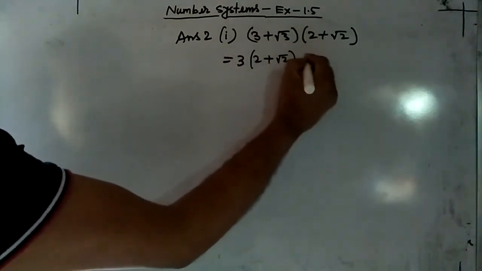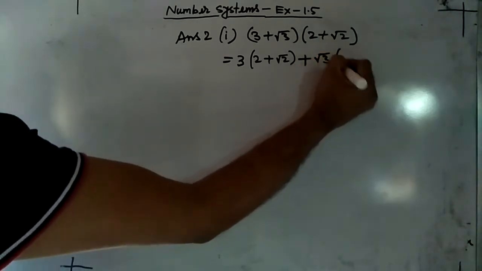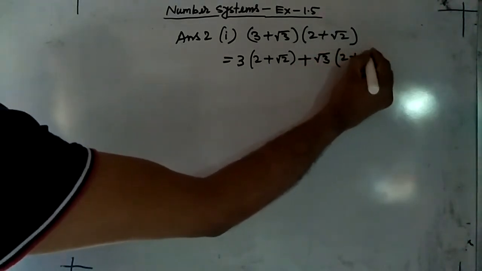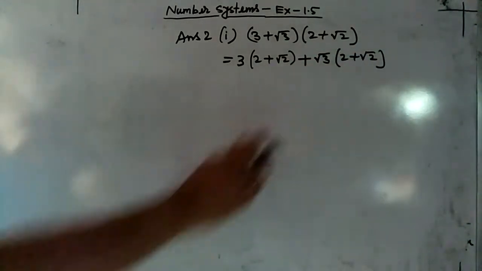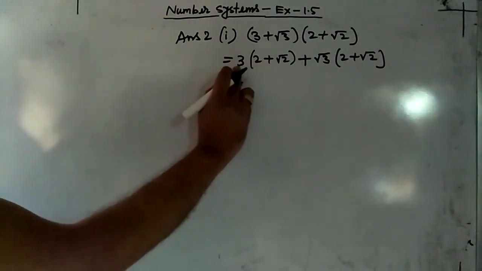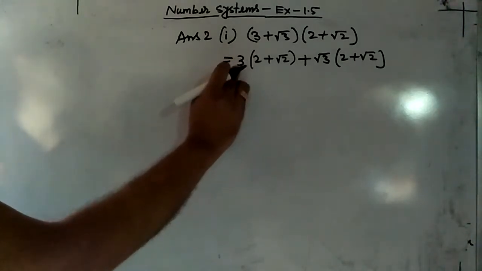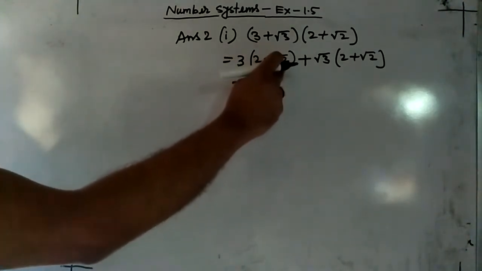Here, plus sign, so you have to put a plus sign. Then multiply root 3 with 2 plus root 2. This is called distributive law. Again use distributive law, 3 into 2. Distributive law means 3 will be multiplied with 2 also, and 3 will be multiplied with root 2 also.